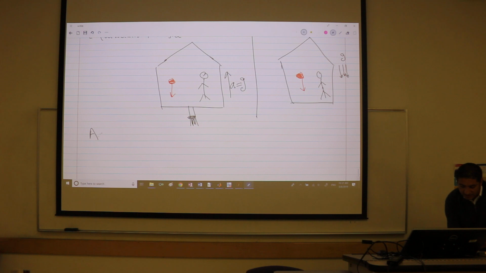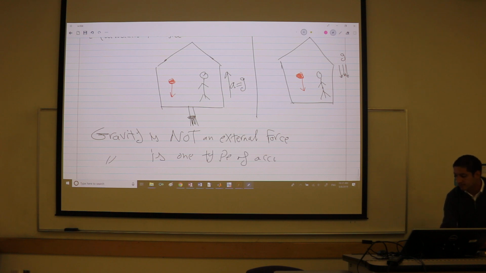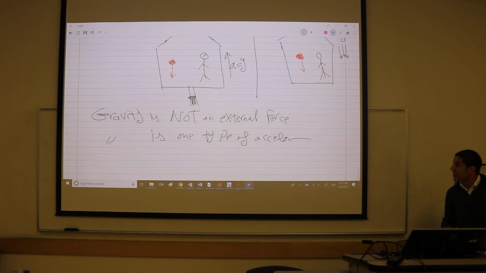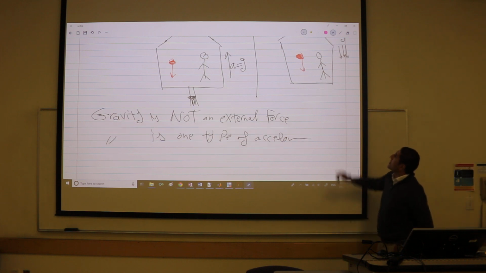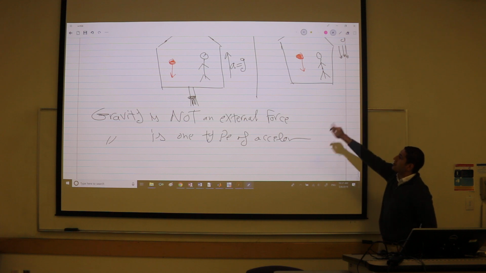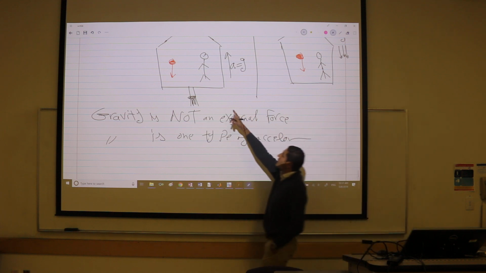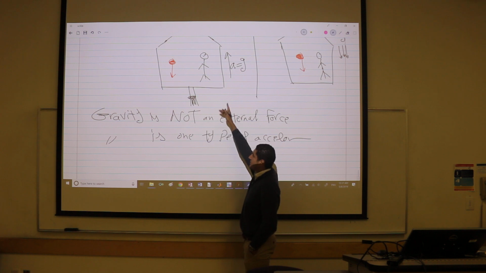Is that acceleration is actually not an external force. Gravity is not an acceleration force. Gravity is just one type of acceleration. You can actually create a fictitious gravitational field by changing the coordinate frame. Here I'm in that coordinate frame. The coordinate frame is accelerating, I understand.